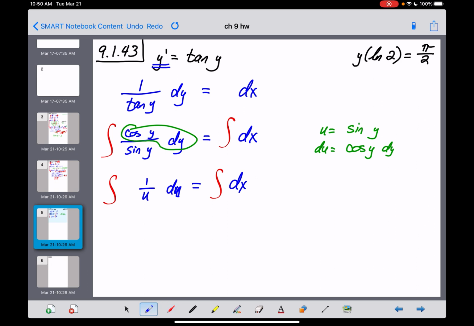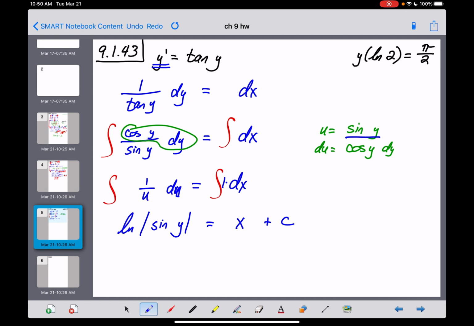Now that we've got that, let's go ahead and evaluate this. That left side is going to become the natural log of the absolute value of u, and let me just replace the u now with sine of y and save myself a step there. The right side, the antiderivative, remember, your integrand here is 1. The antiderivative of 1 with respect to x is x, and there's a plus c at the end of all that.